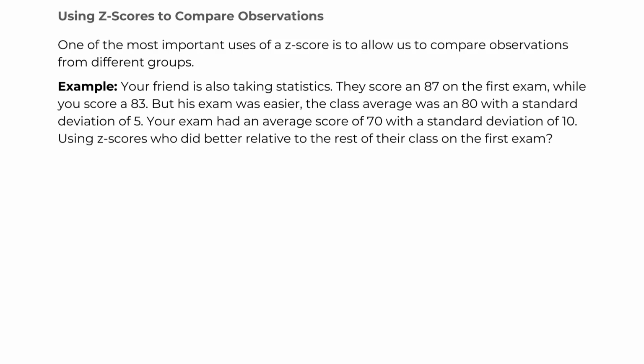So if we were to just stop right here, it looks like your friend did better, right? They scored 4 points higher than you. But you know some statistics, and you know that I tend to have tough tests. So you realize his exam was easier. Their class average was an 80, and our class average was a 70. So he only scored, what, 7 points higher? Well, you scored a full 13 points higher. So it looks like you did better, right?